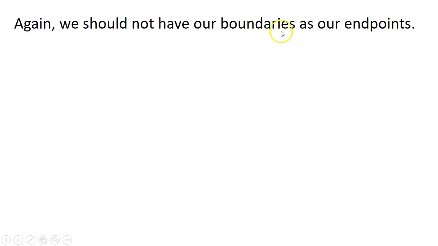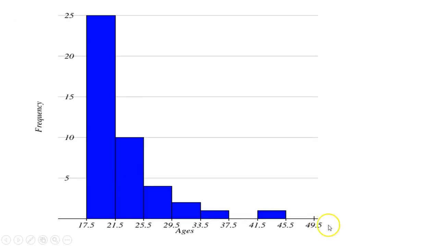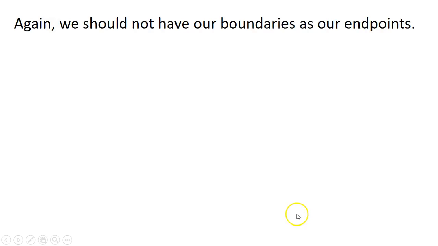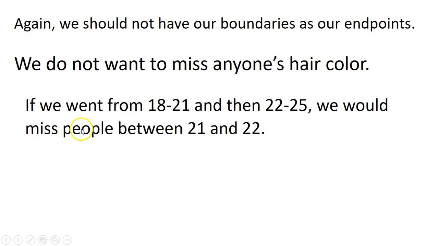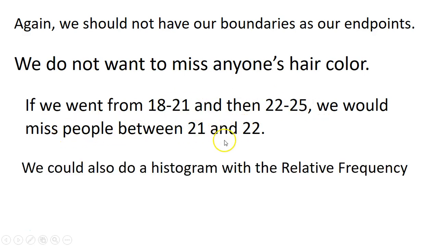Again, we should not have our boundaries as the endpoints. 18 and 44 were not my boundaries for my endpoints. I had a 17.5, and I forget how high it went, 49.5, definitely not my bounds. We do not want to miss anyone by doing it. So if we went from 18 to 21 and then 22 to 25, there might be somebody right in the middle. We would miss people between 21 and 22.